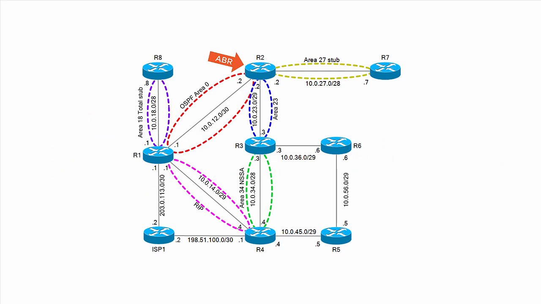Let's look at an example. R2 is an ABR that sits on the edge of areas 0, 23, and 27. R2 is going to take the Type 1 and Type 2 LSAs from area 0 and create a Type 3 network summary LSA, which it will then flood into areas 23 and 27. This way, R3 and R7 do not have to know about the Type 1 and Type 2 LSAs, but they can still learn the prefixes from area 0. Now, we're going to see this in action in the next module when we start configuring OSPF. So that's what an ABR does.